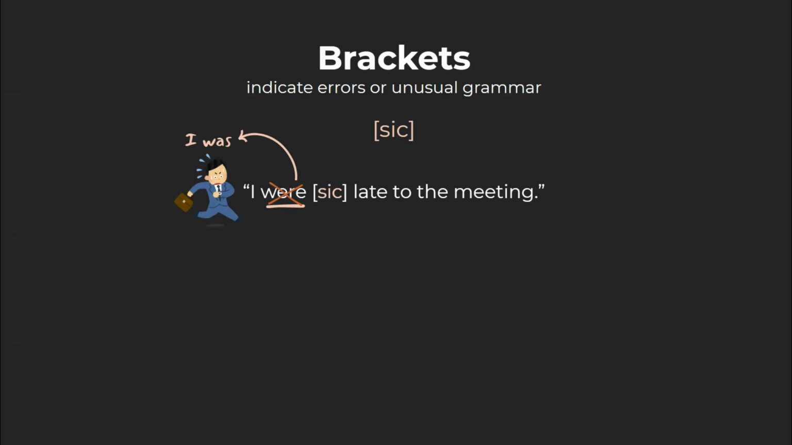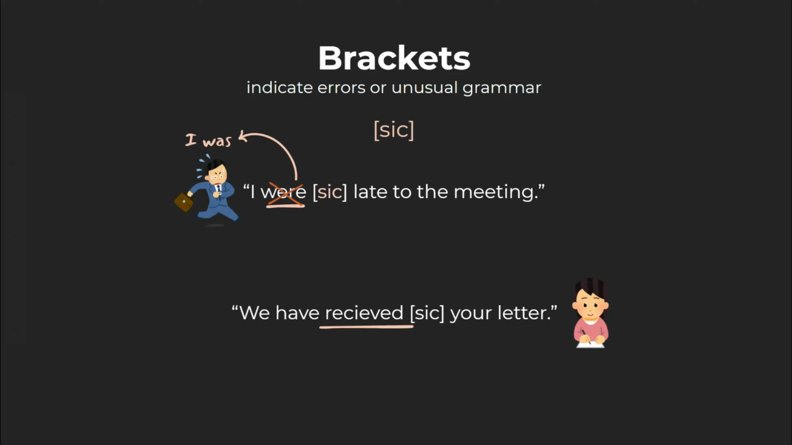Another example would be, "We have received [sic] your letter." Here, the author wants to make it clear that "received" has been spelled incorrectly, with an I before the E instead of the other way around. But again, he wants to maintain the authenticity of the original quote.